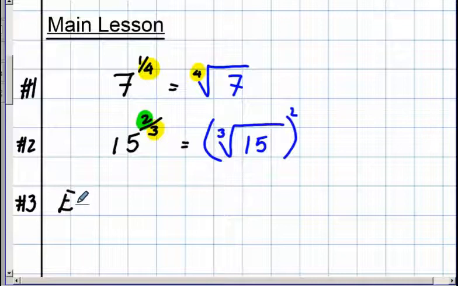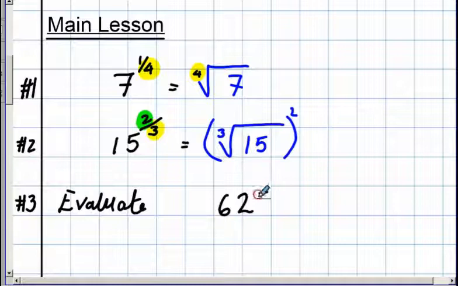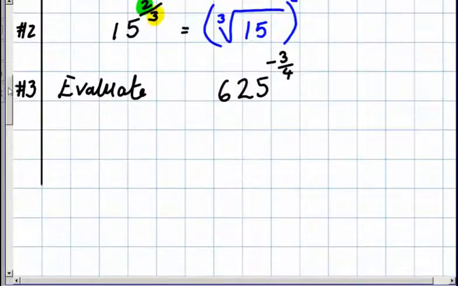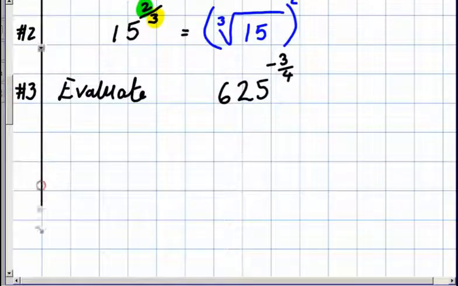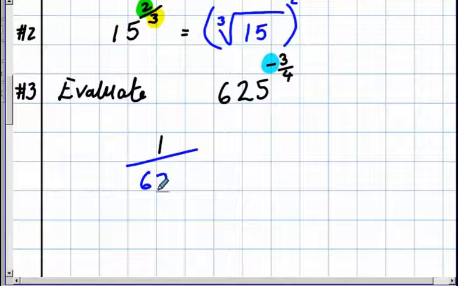Okay. Now, example 3. Let's have a look when they throw in the word evaluate. Evaluate means you can't just leave it like that. You have to work it out. And we're going to evaluate 625 all to the power of minus 3/4. Right. My general rule is this. Always take into account the minus sign first. The minus sign means we have got 1 over. We've got the reciprocal of 625 to 3/4. So we're going to write 1 over 625 to the power 3/4.